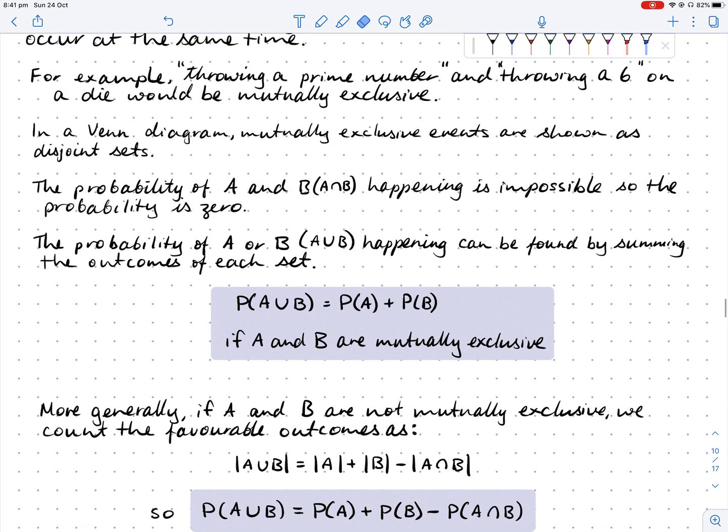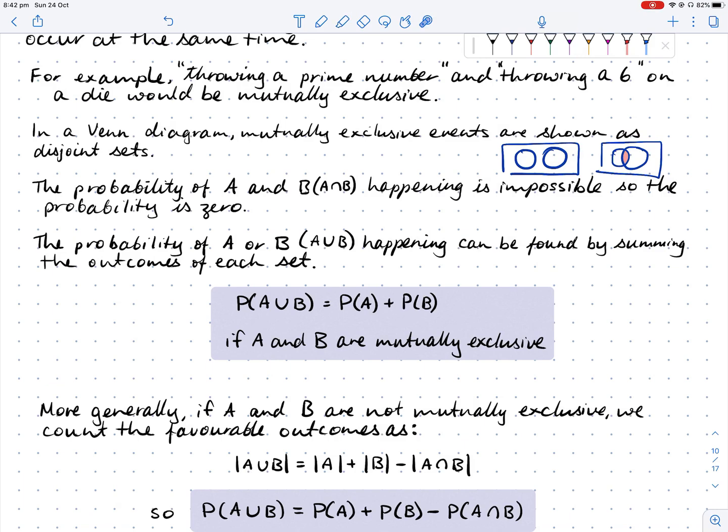When we're looking at a Venn diagram, usually we draw mutually exclusive events as disjoint sets. So disjoint meaning that they're not connected to each other. So you might have a diagram where you've got your two circles and they're completely separated from each other. Another way we could draw it is to have our two circles overlapping. But what's going to happen there is there's going to be nothing in that overlap section. So when the overlap is empty, then we know that they are mutually exclusive.